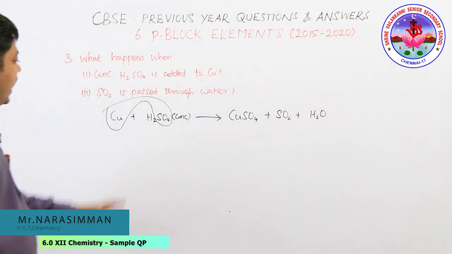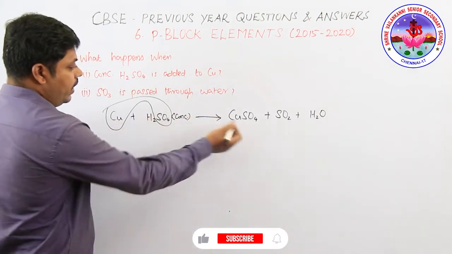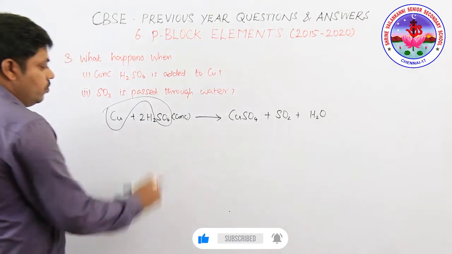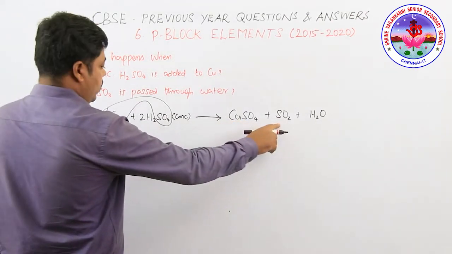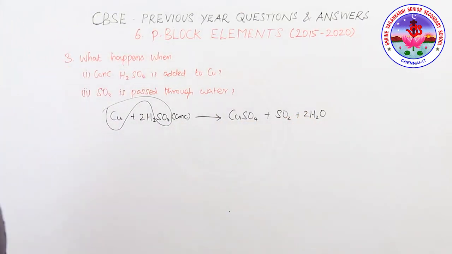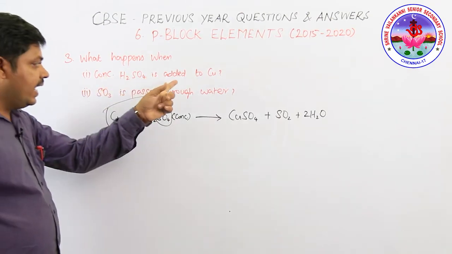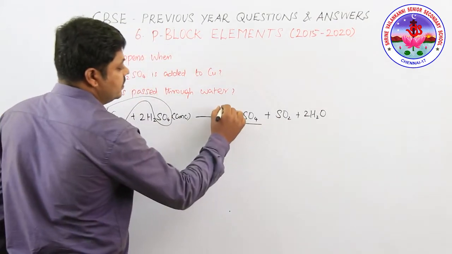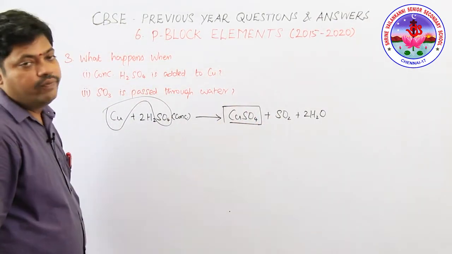Now the reaction is not balanced. Copper is already balanced. Just balancing the equation, I am writing 2H2SO4, which gives CuSO4, SO2 and 2H2O. Now the equation is balanced. So when concentrated sulfuric acid is added to copper, it produces copper sulfate. So this is the answer, and you have to write the equation.